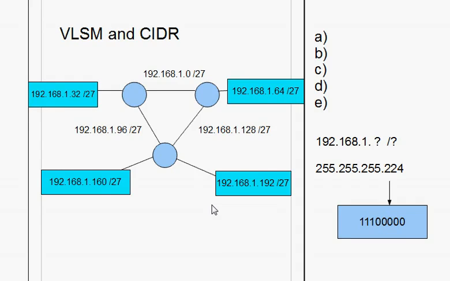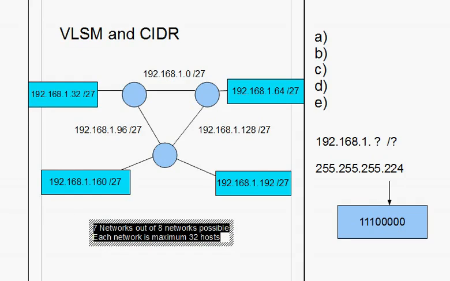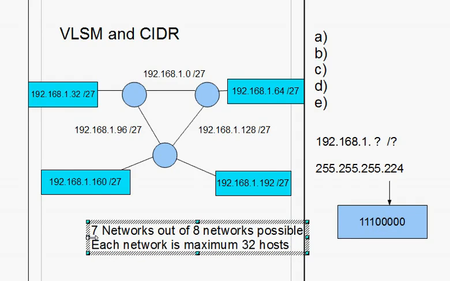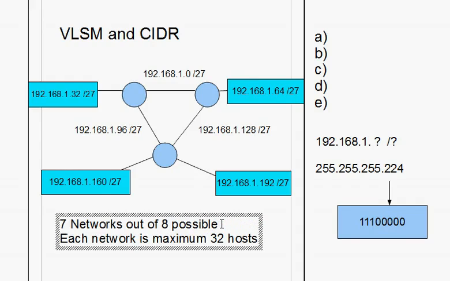Now, in the CCNA, they'll say to you, wait a minute, what if we want different sizes in the network? In this network over here, you need more than 32 hosts. Right now, the way this works is I've got 7 networks out of 8 networks possible. Each network is a maximum of 32 hosts, which is actually 30 hosts because you can't use the first address or the last, because the first is the network address, the last is the broadcast address.